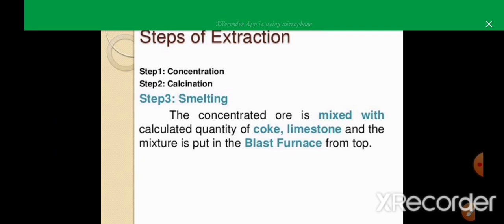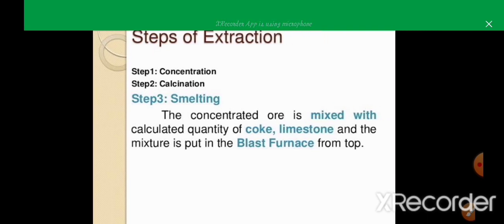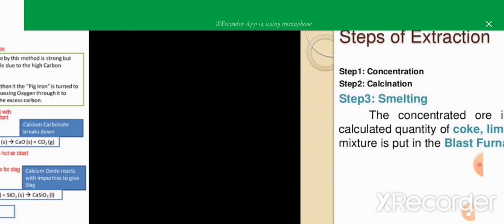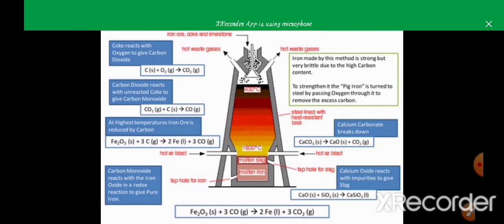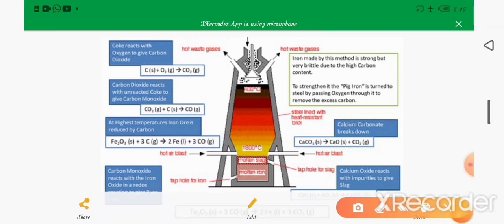Okay, next we go to step 3, that is the smelting process. The concentrated ore is mixed with a calculated quantity of coke, limestone and ore. The ore is taken as 8%, coke as 4% and limestone as 1%. Okay, next we go to the blast furnace. See, this is the blast furnace of iron extraction. Down below, the molten iron will be present.